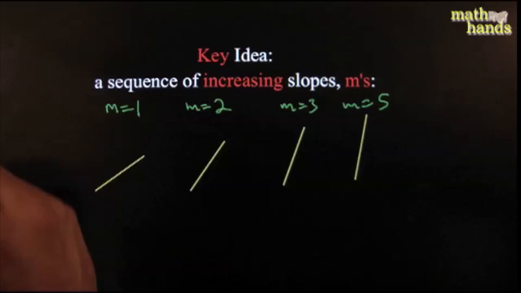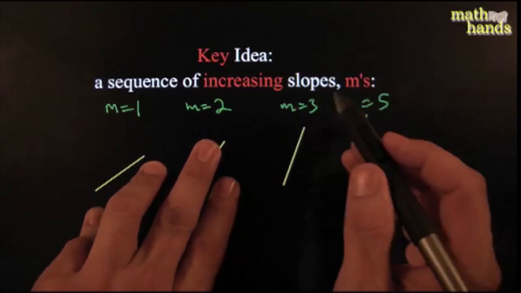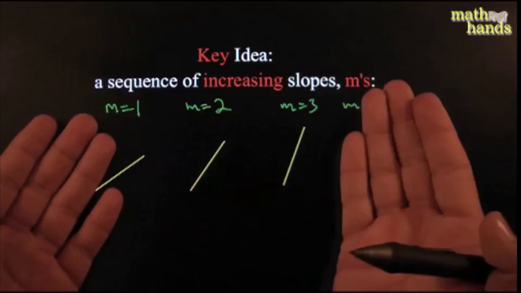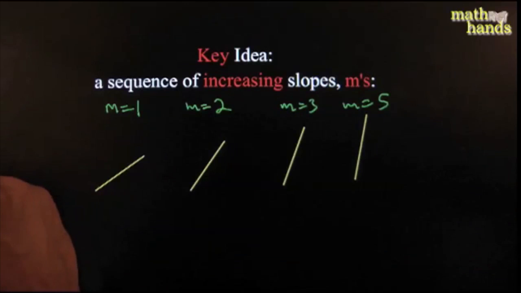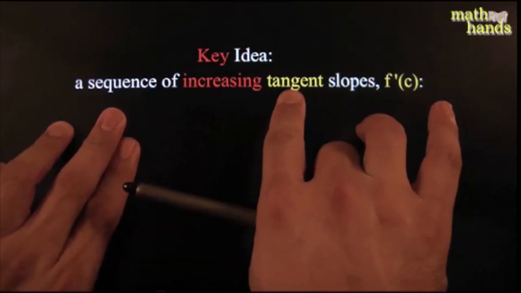This is just another example of a bunch of slopes that are increasing. What's interesting is once you're good with just regular slopes that are increasing, you can add this extra ingredient: increasing tangent slopes.